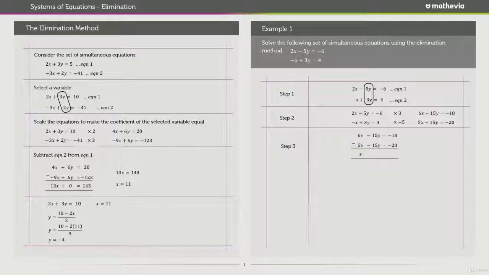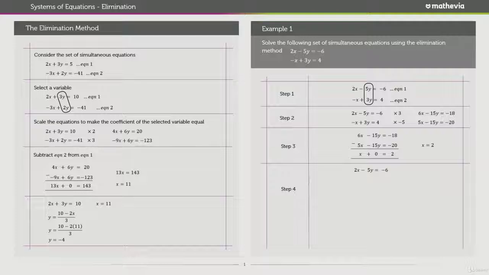Basically we have 6x minus 5x, which gives us x, minus 15y minus -15y gives us 0, and -18 minus -20 gives us 2. If you just extract that out, you have that x equals 2. Now we have that x equals 2.